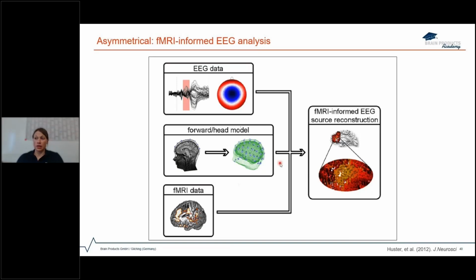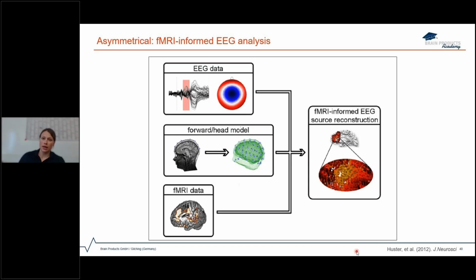We need to recall that due to volume conduction through the head and limited spatial sampling of the scalp EEG, we have the ill-posed inverse problem. And this requires spatial constraints and regularization terms. So we can use our fMRI spatial data to better inform our regularization criteria within the EEG source analysis.